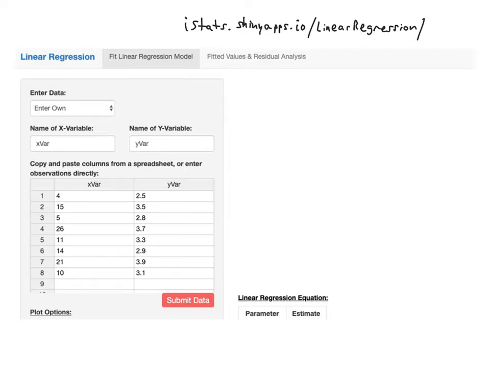Then you can just grab the data and do the copy and paste thing: put your mouse in here and paste, and it will actually fill correctly. It's only 8 data points, so it wouldn't take forever to type. Then you hit submit data, and this is what it looks like.